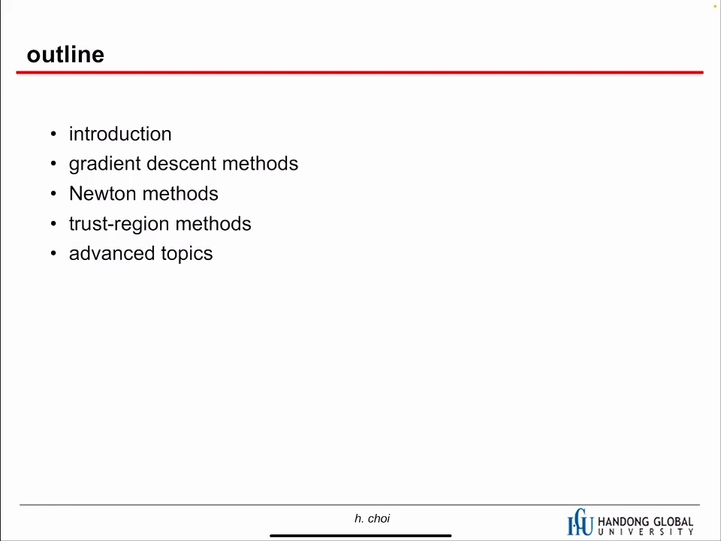Okay, so basically we'll talk about optimization. What is optimization? And then there are a couple of algorithms. These algorithms can be categorized into one of three methods. The first one is the gradient descent method, the second one is the Newton method, and the third one is the trust region method. They are all connected, but they have different features. And then I will talk about a little more advanced topics in optimization.